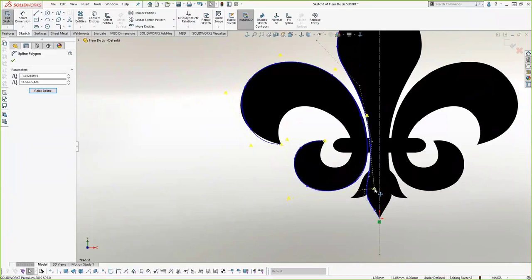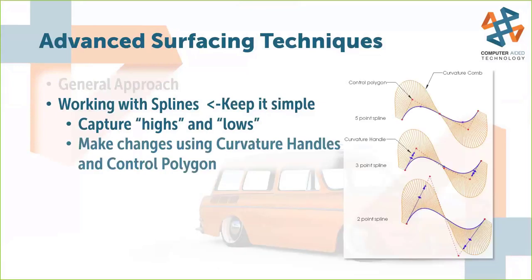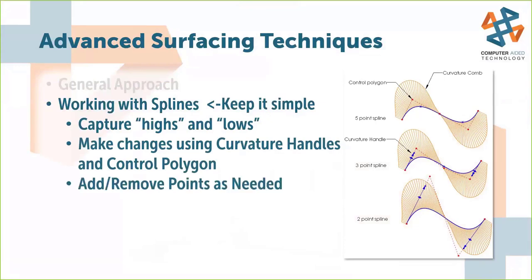All right, so I think that's enough on splines. The idea here is to keep them as simple as possible. We don't need to add more points than we need to. Capture the highs and the lows of the shape that you're trying to create. Make changes using those control polygons and the curvature handles at the ends. And you can add and remove points as needed. So you can right click on the spline to add points. And if you need to remove points, you just click on the individual point and then delete it with the delete key.